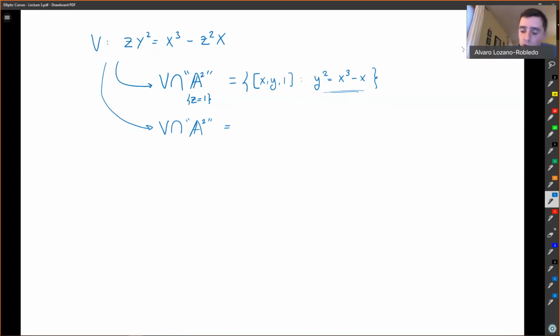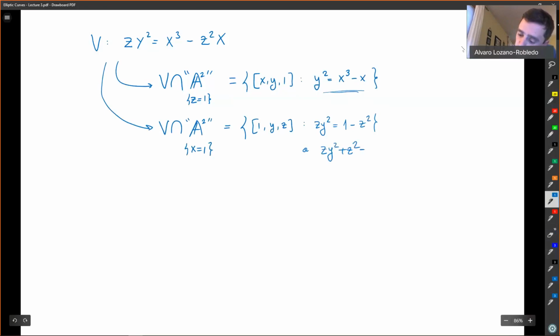Okay, so now how about we check what happens in the chart when x is 1. When x is 1, I have (1, y, z), and now they have to satisfy that z y squared equals 1 minus z squared, or if you want, that z y squared plus z squared equals 1. So now it looks like a very different curve in the affine plane A2, but these charts are actually isomorphic, and there is a way to go from one to the other. There's some rational map that gives you a correspondence between the two charts, and you can do this with other charts.